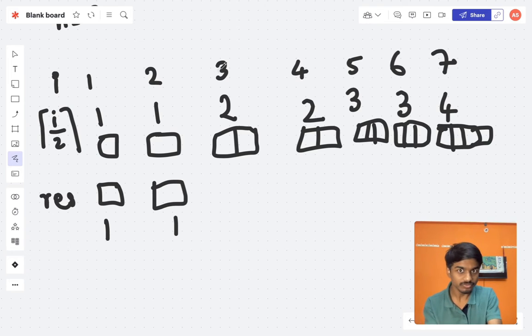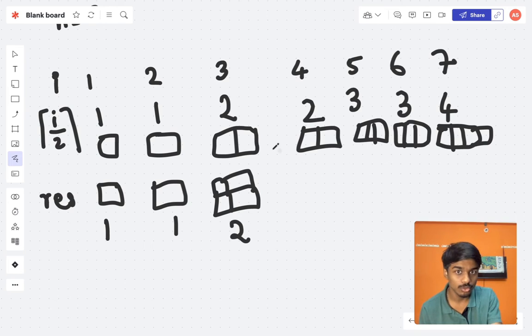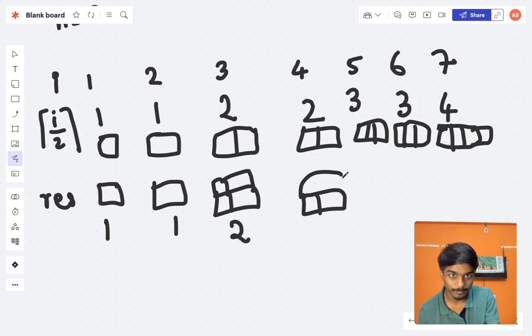For the value of I equal to 3, we got the squares as 2, 1 and 1. Can we make this a square? Yes, we can do this one and this one, and this one we can stack here. So what is the dimension of this? This is 2 cross 2. Perfect.